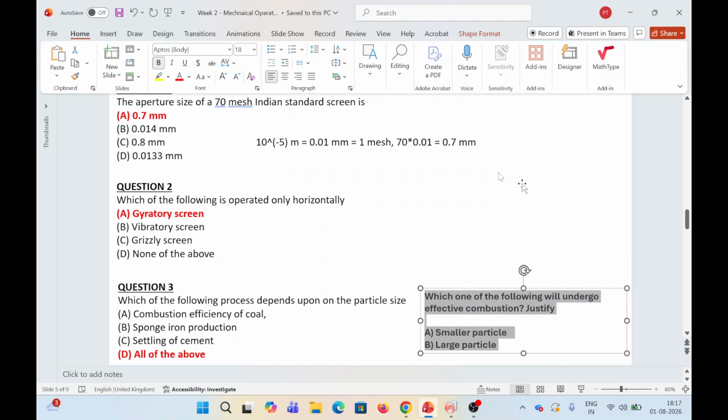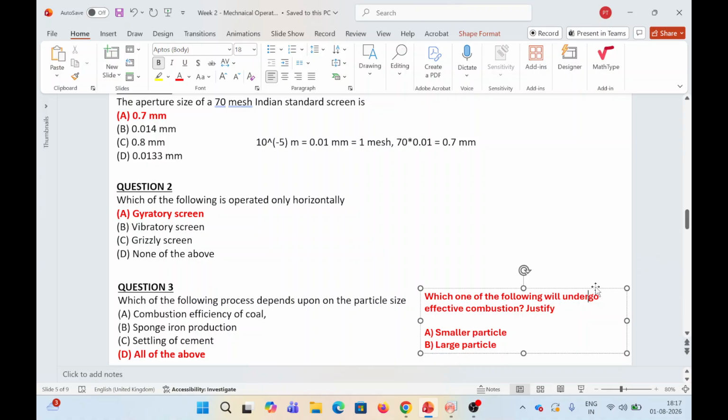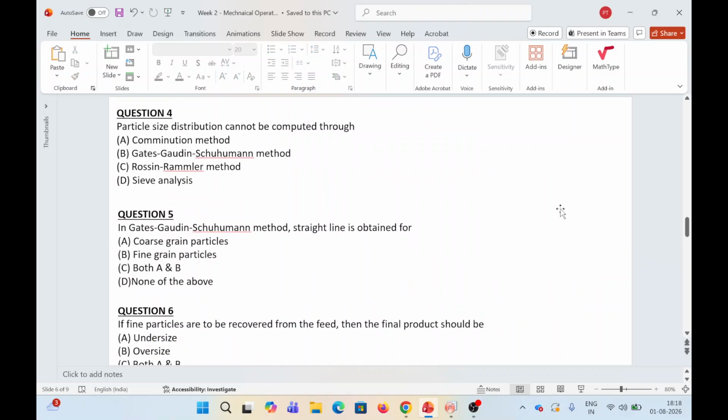I can give the answer. Probably you can look for the explanation. So, the answer is smaller particles will undergo more effective combustion. But you need to tell me why smaller particles will undergo more effective combustion compared to a larger particle. There's an interesting concept behind that. So, kindly have a look at that, and then let us see this question in the next session. But the answer is it's a small particle.